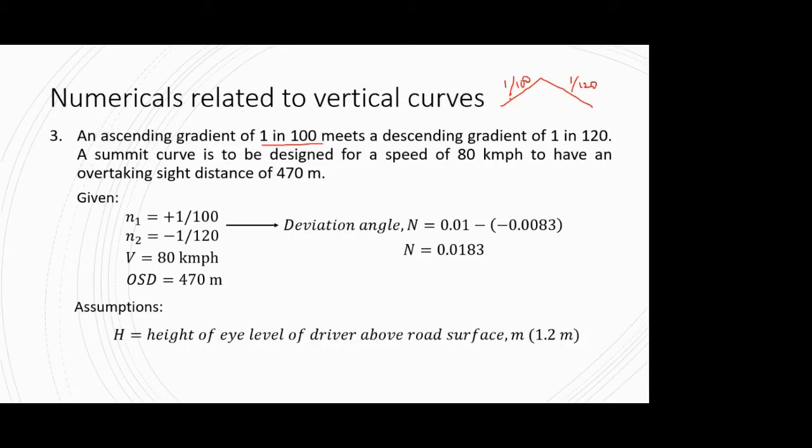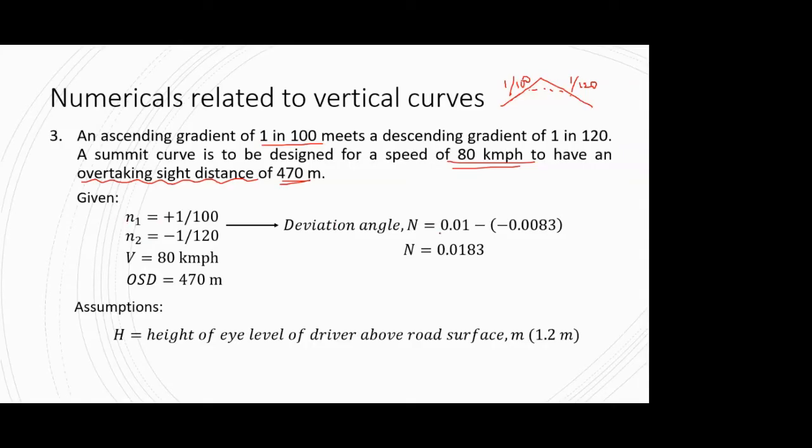And you have to design the summit curve for these intersecting gradients, and a speed of 80 kmph you have to take. And now here they have given the overtaking sight distance of 470 meter. Here the consideration is directly given that you have to consider OSD while designing the summit curve. So you will not consider the formulas related to SSD at all. You'll only consider the formulas of OSD, and that too they have given. So no need to calculate the OSD value.